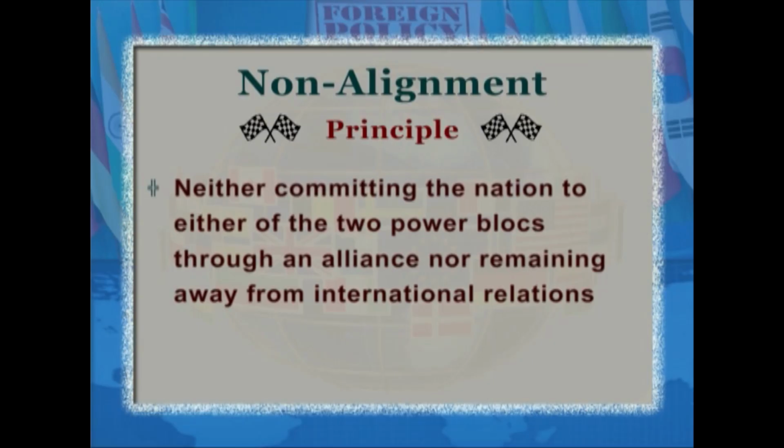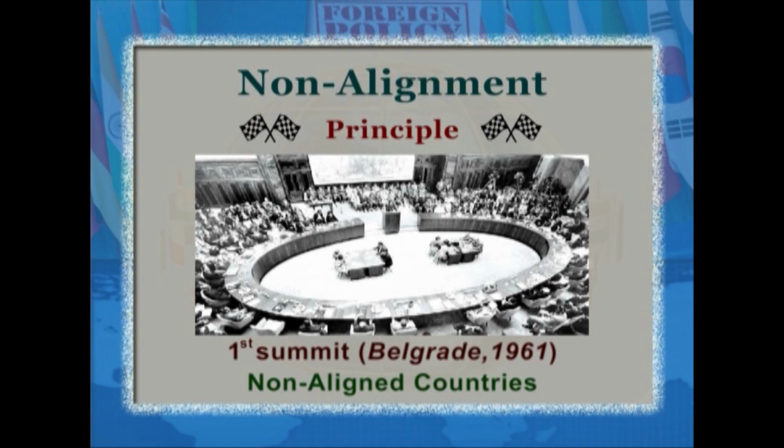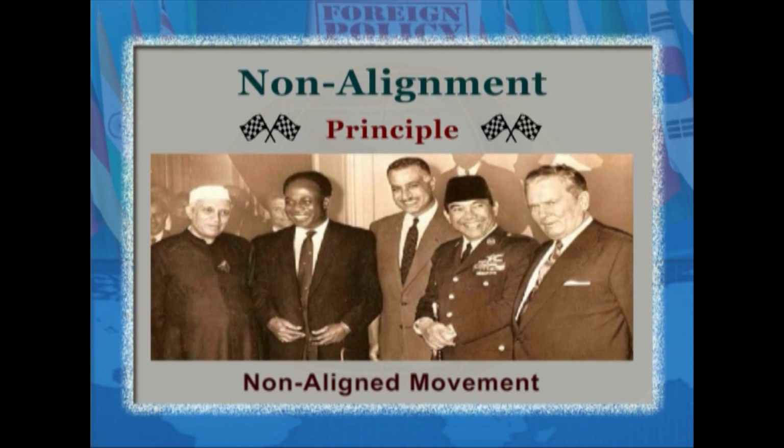Originally, this policy of keeping away from the Cold War was variously named as neutrality in the Cold War or neutralism, but in the early 50s it came to be known as non-alignment. It is the principle of neither committing the nation to either of the two power blocs through an alliance, nor remaining away from international relations. The formal launching of NAM took place in 1961 when the first summit of non-aligned countries was held at Belgrade, and it was attended by 25 Afro-Asian and 1 European state.